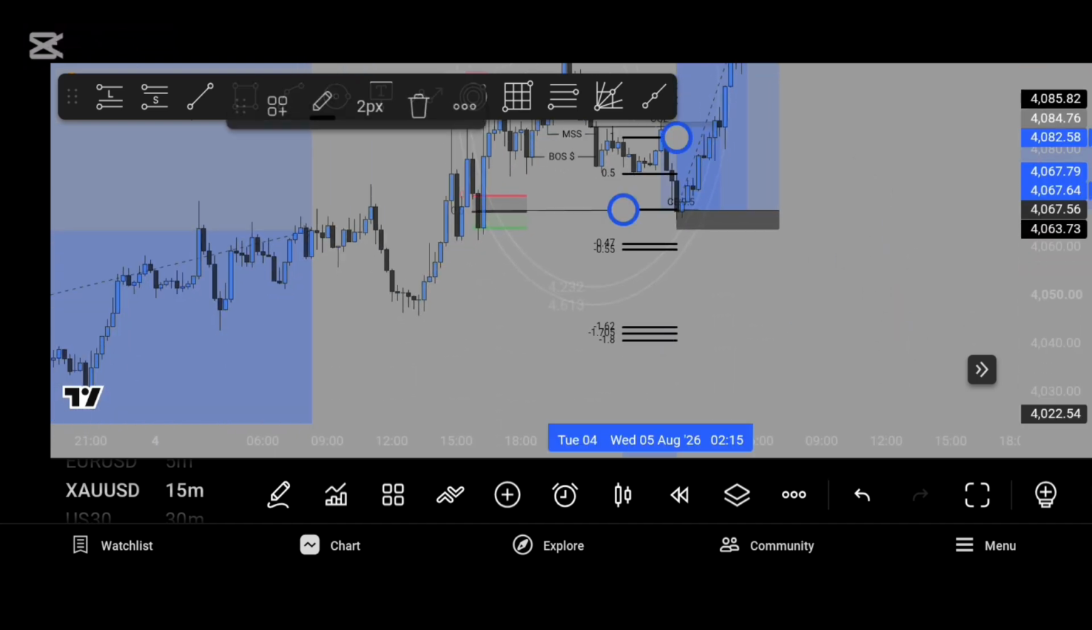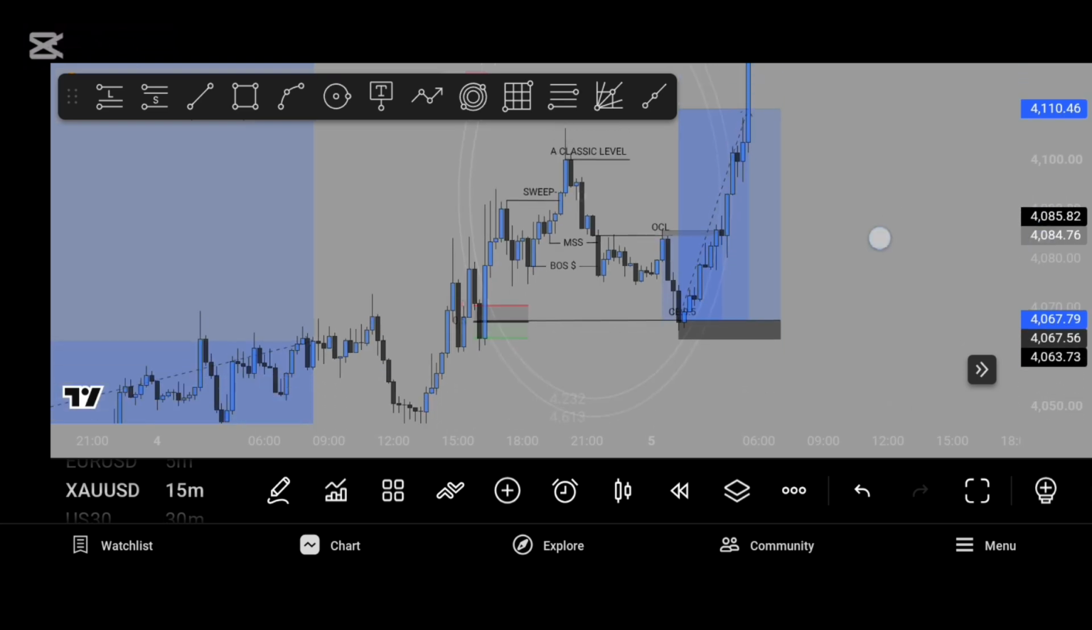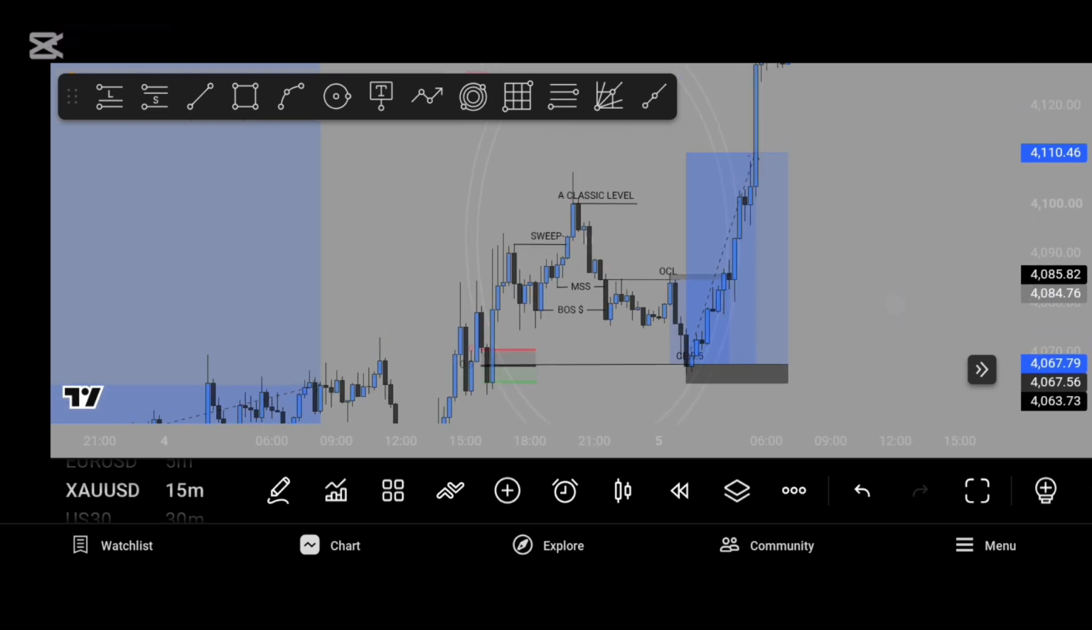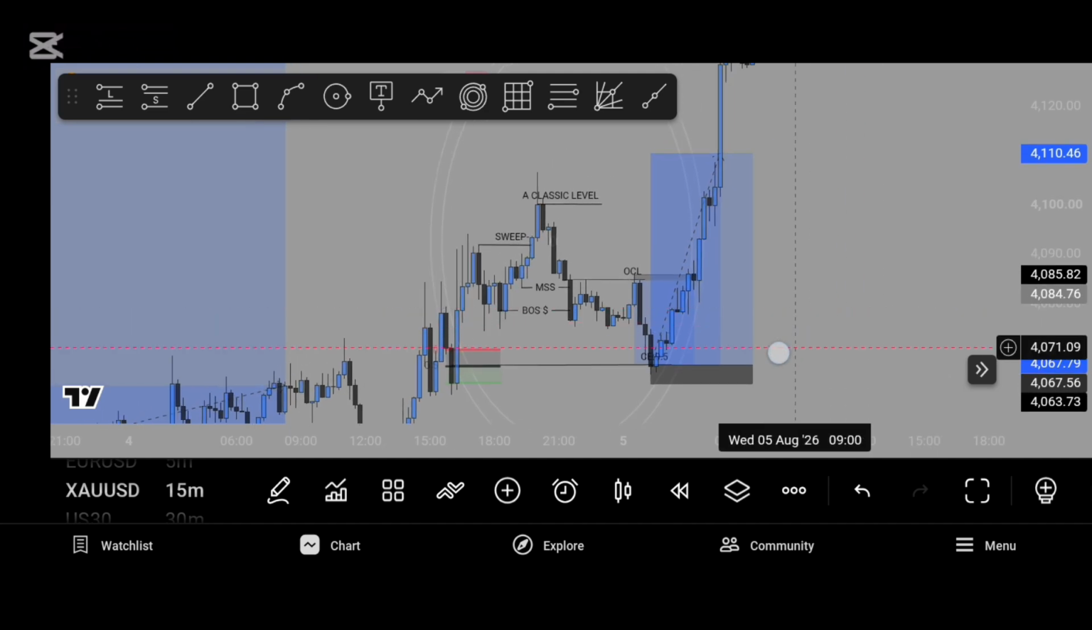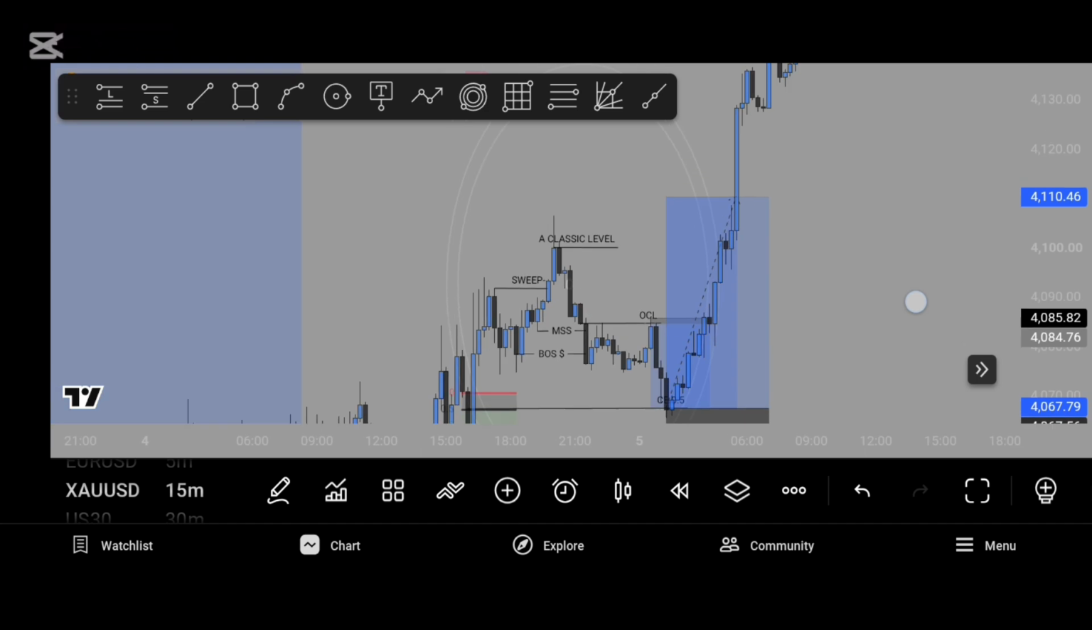The price just came back, entered the zone, and gave us a clean move to the upside. That was crazy. I was very happy about that, but I didn't take that trade. I've understood something, though. All of that happened at night. Even if you check the time, it was Wednesday, 5th of August, 2026, 2:15 PM. You see, that trade went very well.